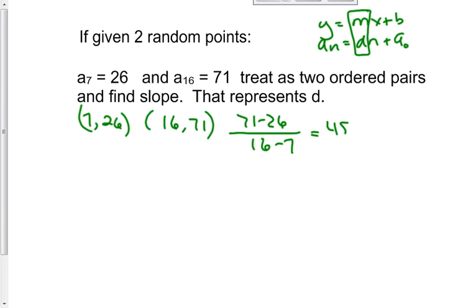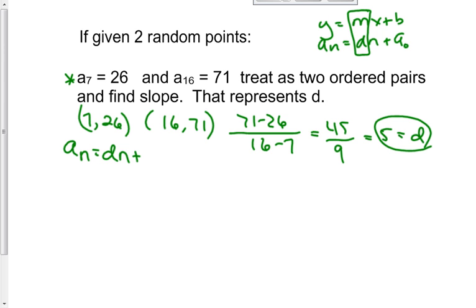45 over 9, 5. That's my d term. Now I can go back and I can use either one of these 2 points. You can use this one if you want. And now we're back to what we did on that last slide. We've got one random point and our common difference. We can plug it into our model into the positions that we know.